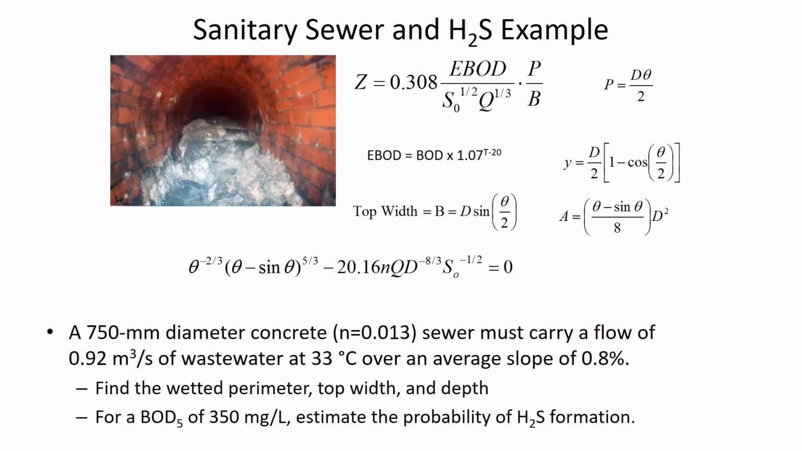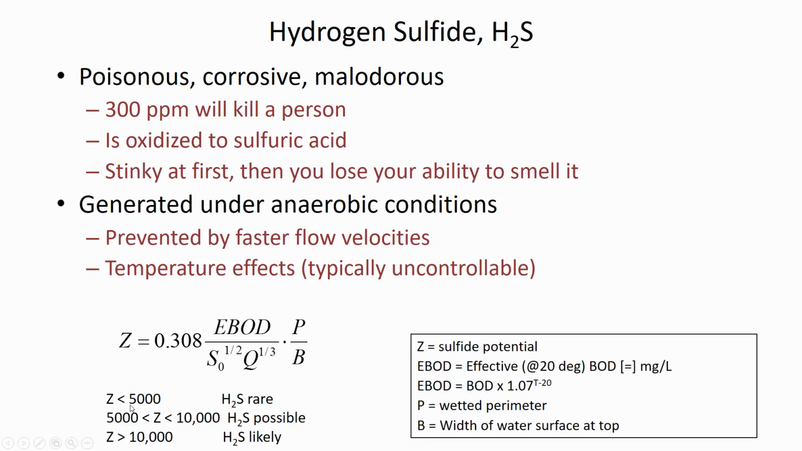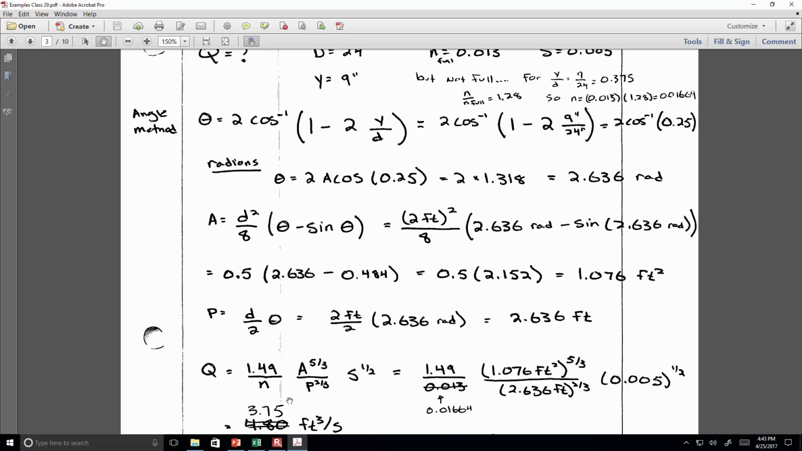We've got a sewer where we know the diameter and how much flow is going to go through here, the temperature of the wastewater and the slope. So the first thing we'd need to do is a geometry analysis, because the EBOD formula needs to know the wetted perimeter and the top width. And so once we have those parameters, then we're going to look at, for this BOD of 350 milligrams per liter, what's the effective BOD, and then what does that all mean relative to this chart of Z potential? How likely is it that hydrogen sulfide is going to form?